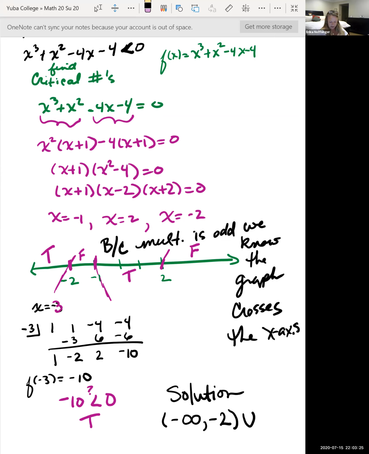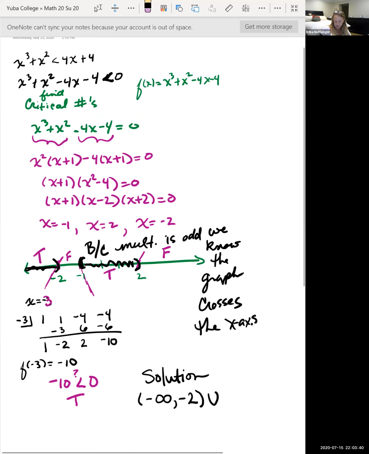Union, so we're hitting all the values between negative 1 and 2. That made it a true statement. If you plugged in a number, it would be negative. So parentheses, we're starting at negative 1, comma, we're ending at 2, not including, so put parentheses.